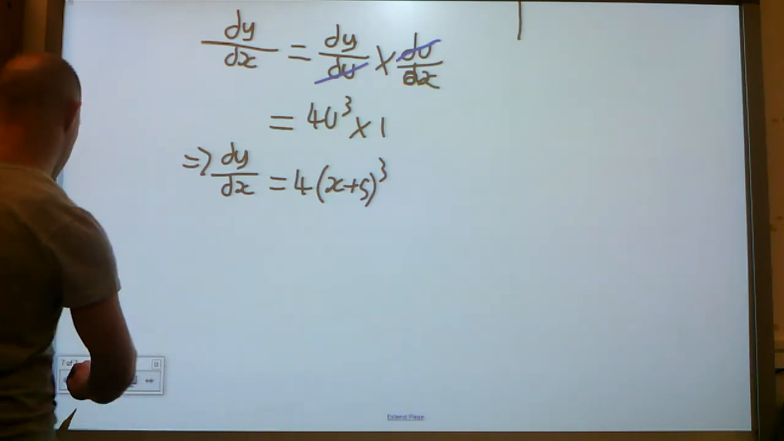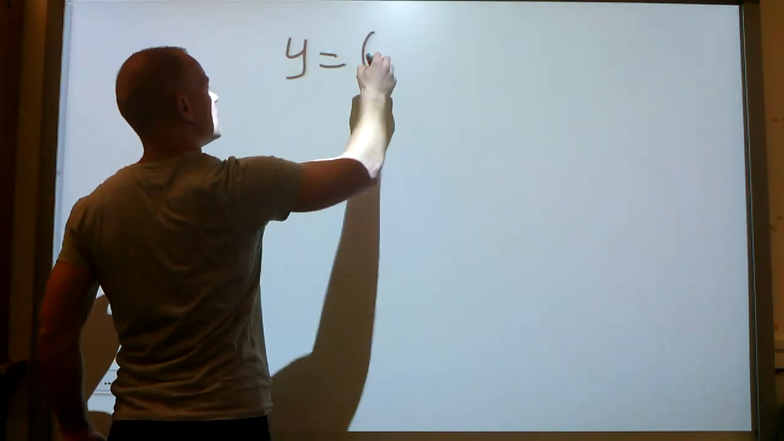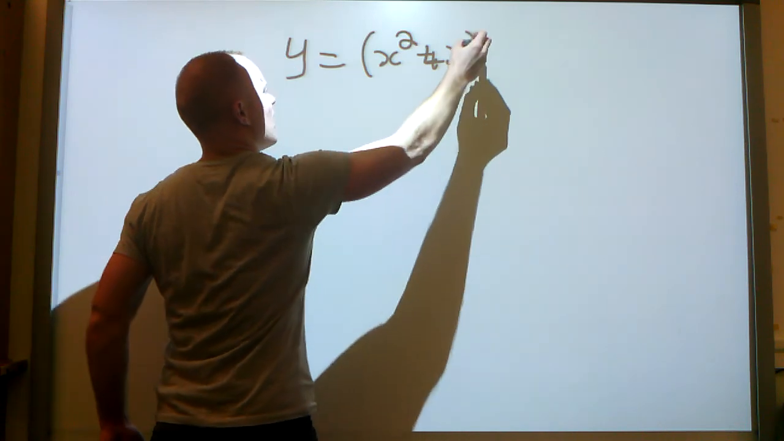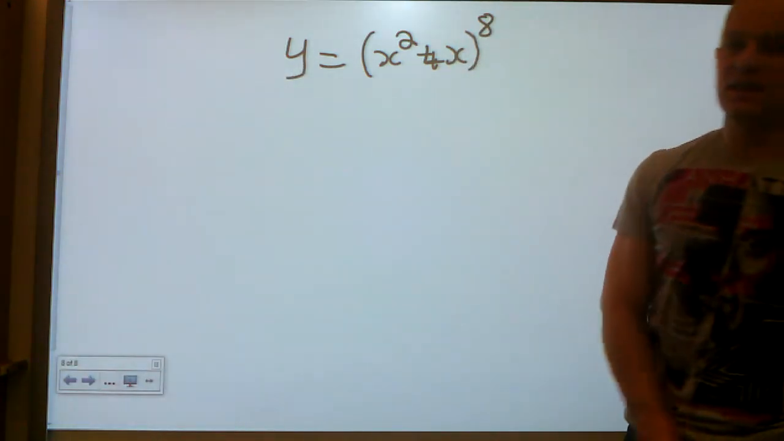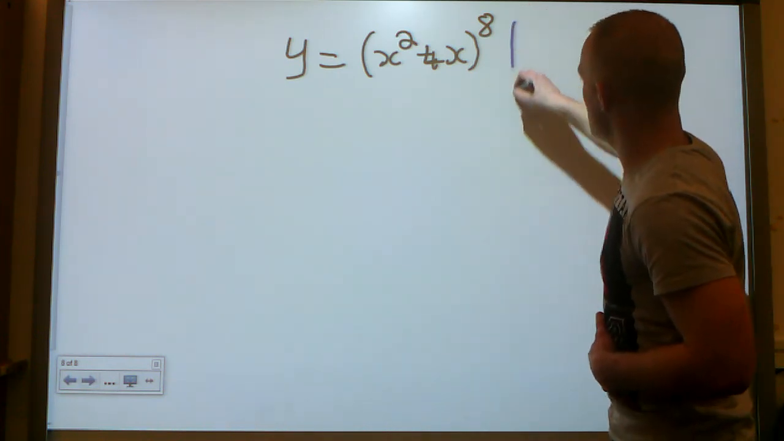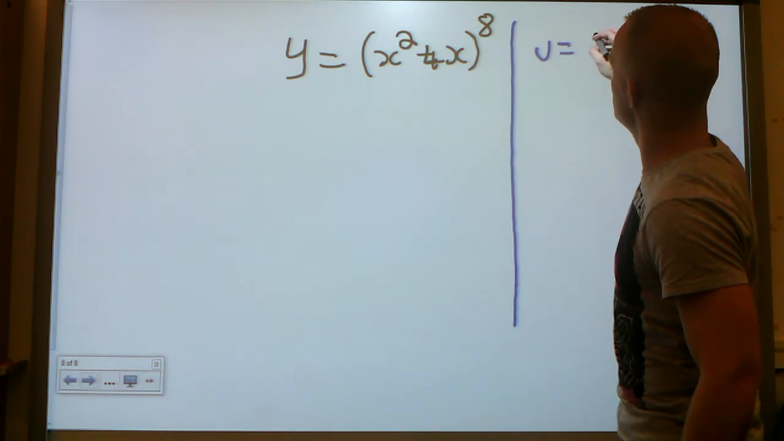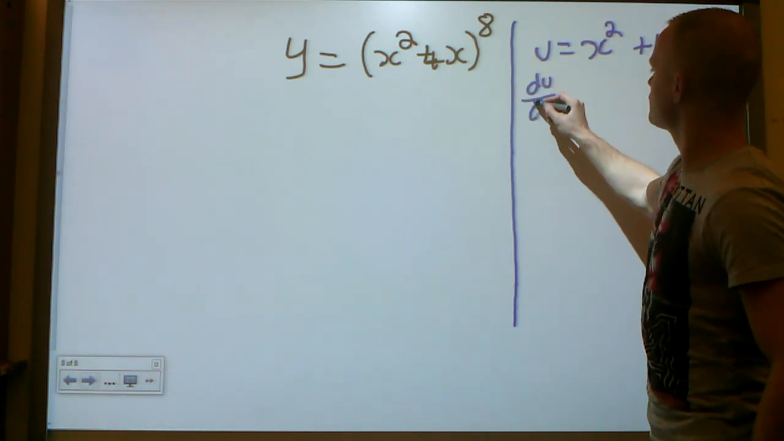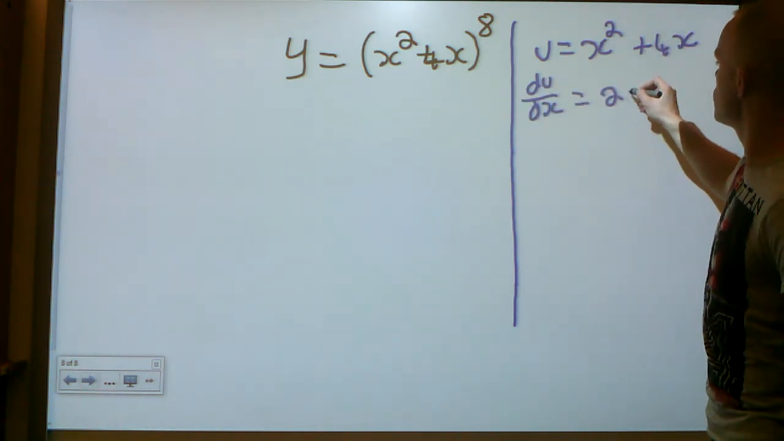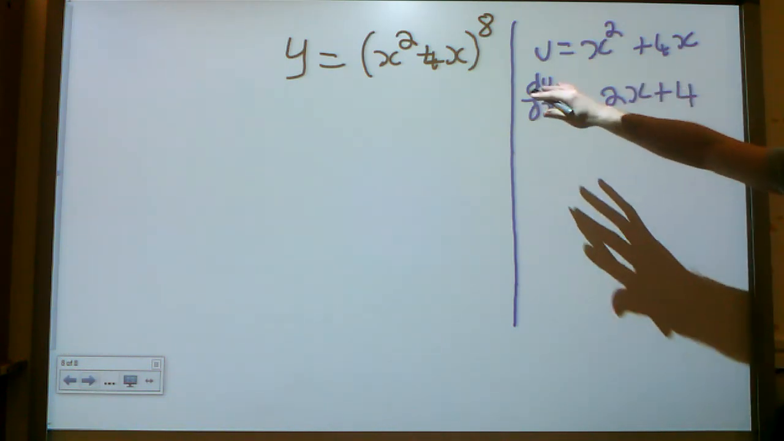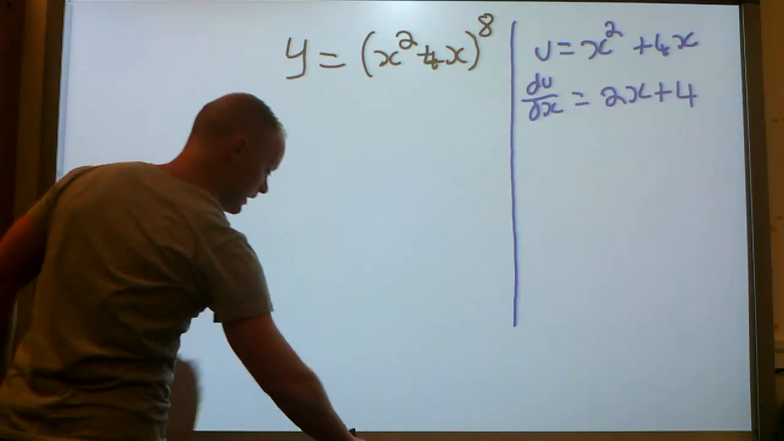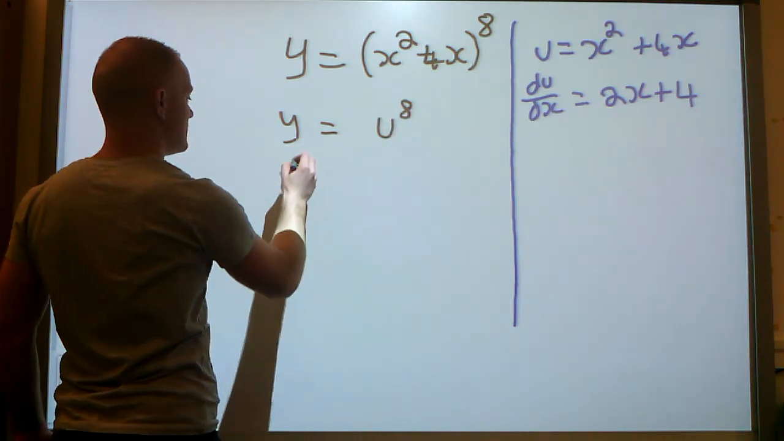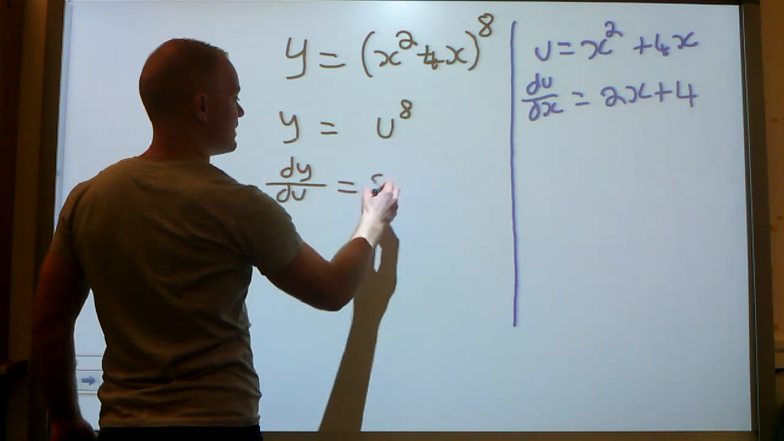Okay? Just a harder example here. If we had y equals x squared plus 4x, all to the power of 8. Okay? Now, first step is again a substitution. We're going to draw a line on the right hand side just to make it easy to watch there. u is equal to x squared plus 4x. Okay, du dx is equal to 2x plus 4. Basic differentiation there, okay? Now we're going to substitute u in here. y is equal to u to the power of 8. So therefore, dy du is equal to 8 times u to the power of 7.